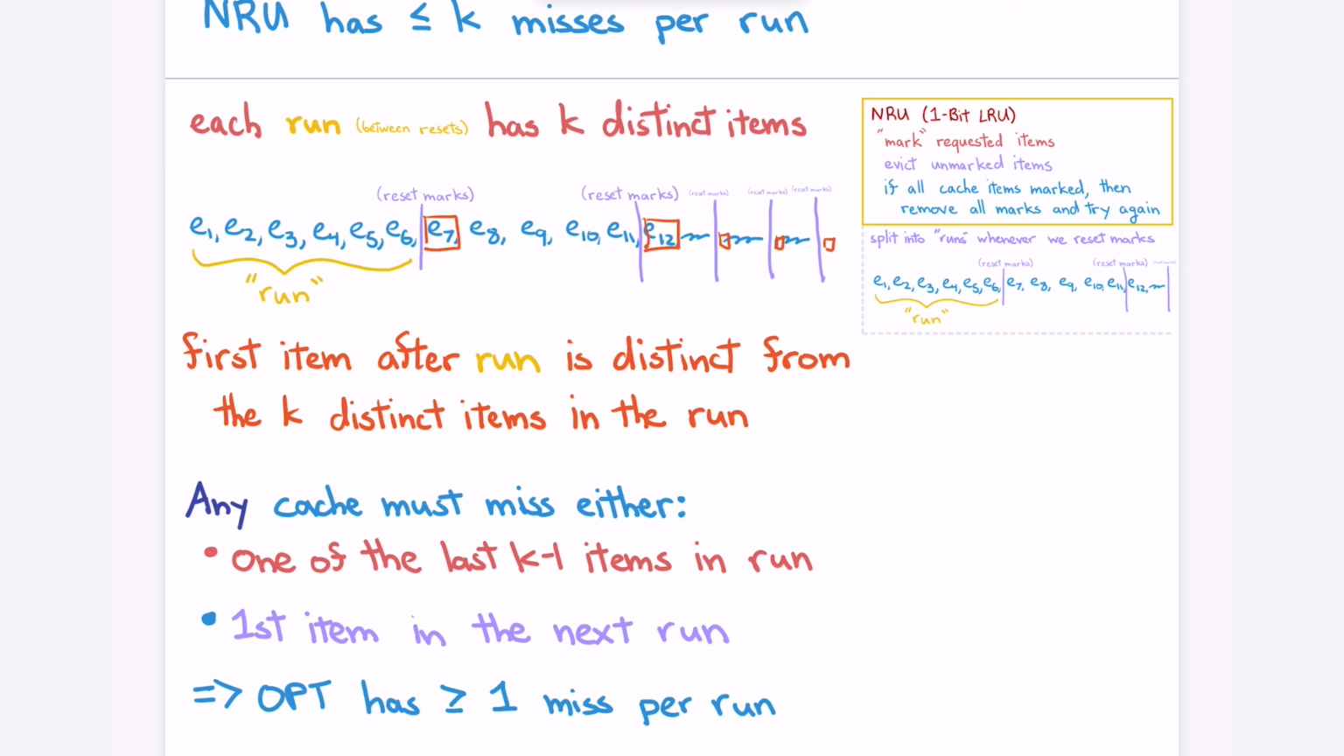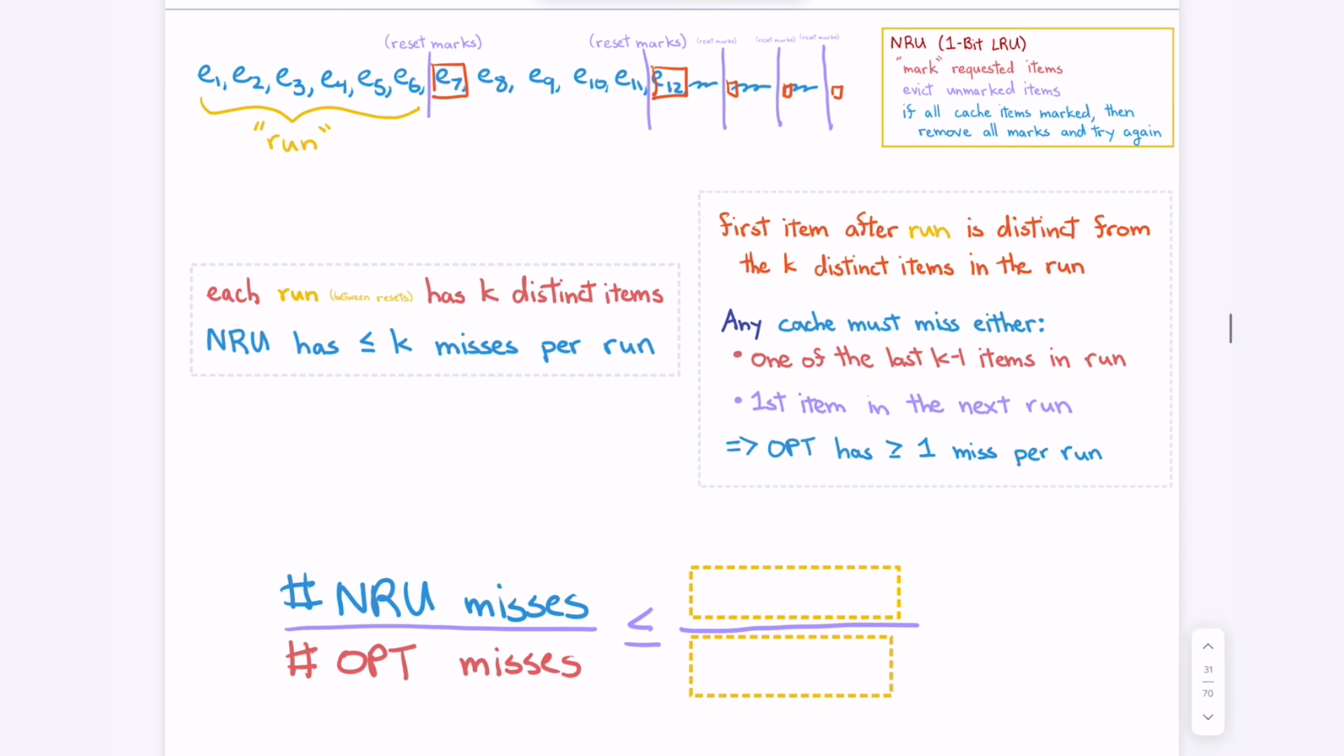Okay, and you just kind of roll that forward through every run, and you see that OPT has to have at least one miss per run. So the runs basically group k plus 1 distinct items together. You have to make at least one mistake. All right, so that's how we get this ratio.